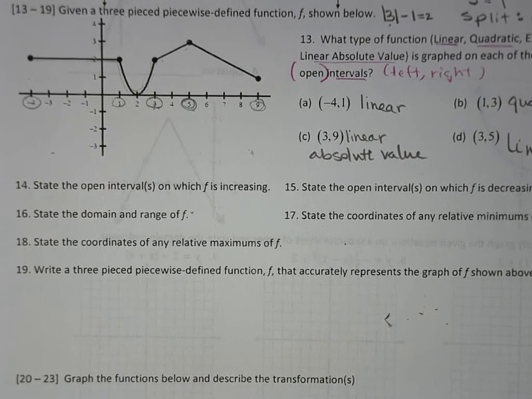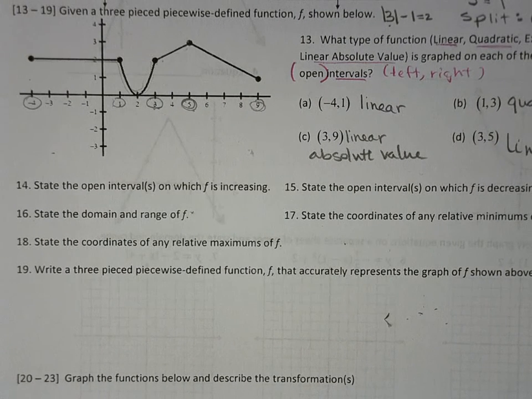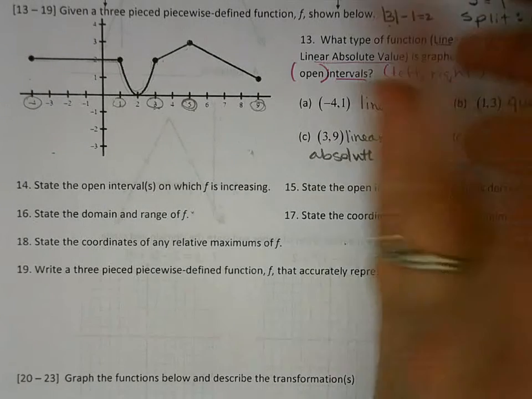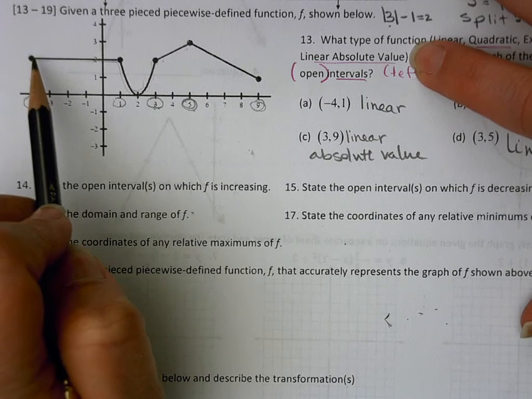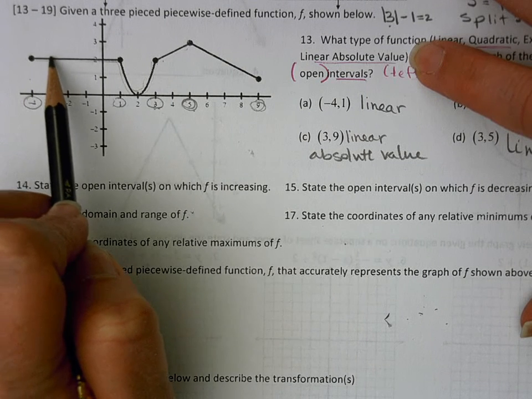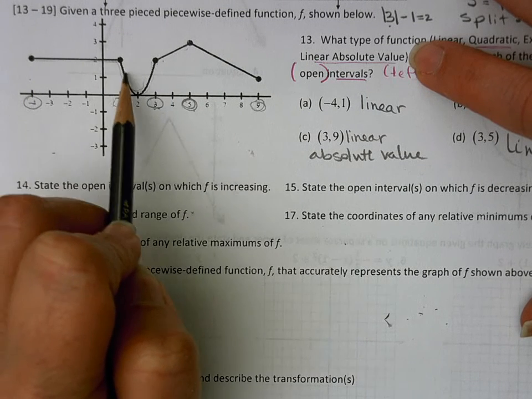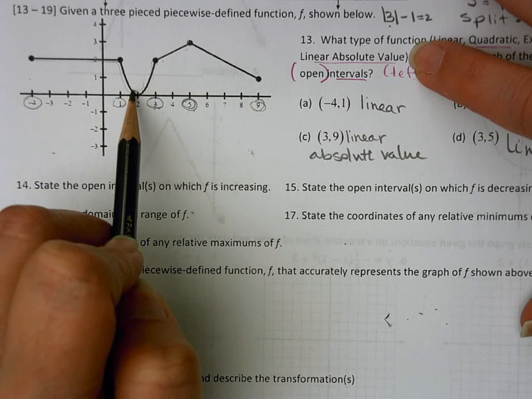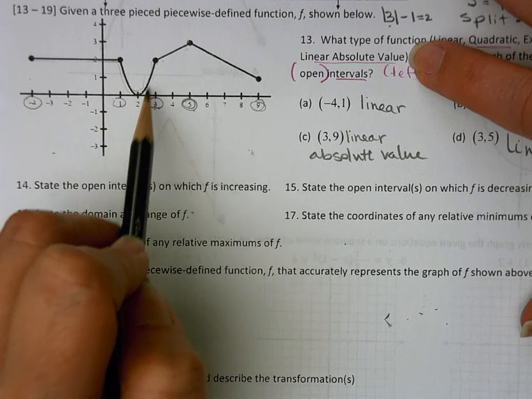Okay, so for question number 14, they want me to state the open intervals on which f is increasing. When I talk about a function increasing, I want to know where it is going uphill. When is it going uphill? And when I do that, I have to go from left to right. So as I trace this graph right here, I'm staying constant. And then now I'm going downhill, so that would be decreasing. And then now I'm going uphill, so that's increasing.